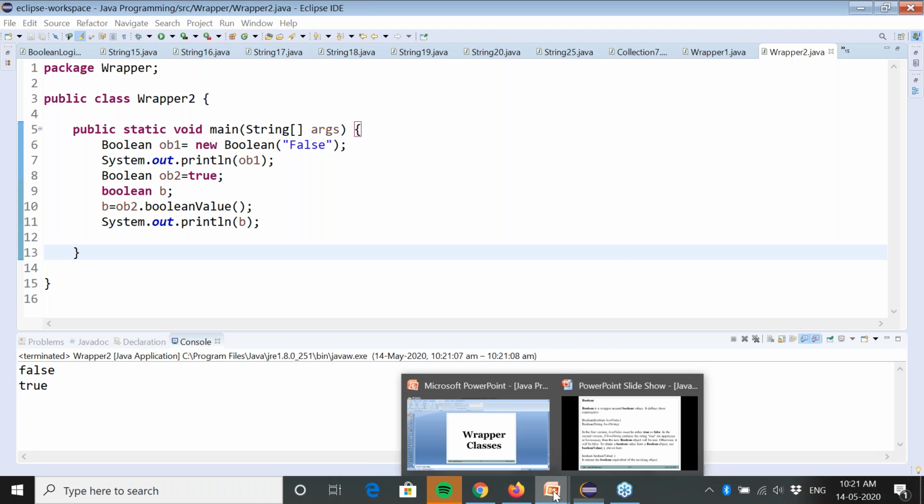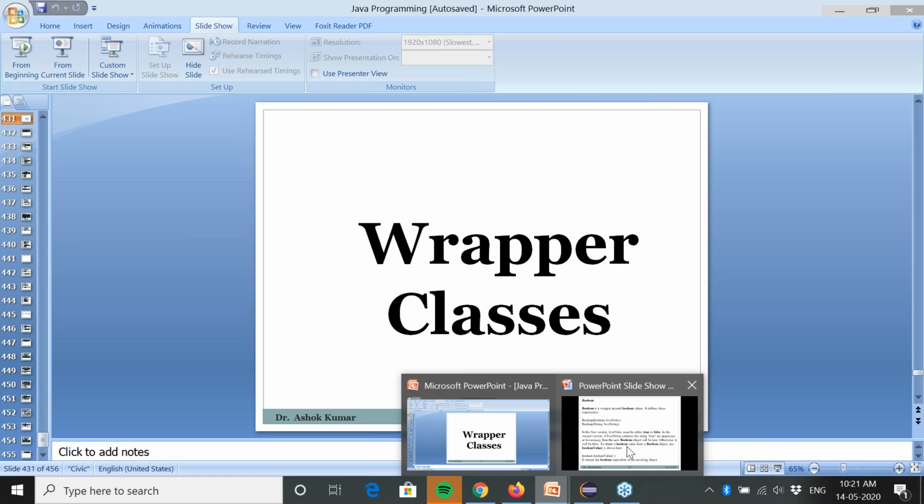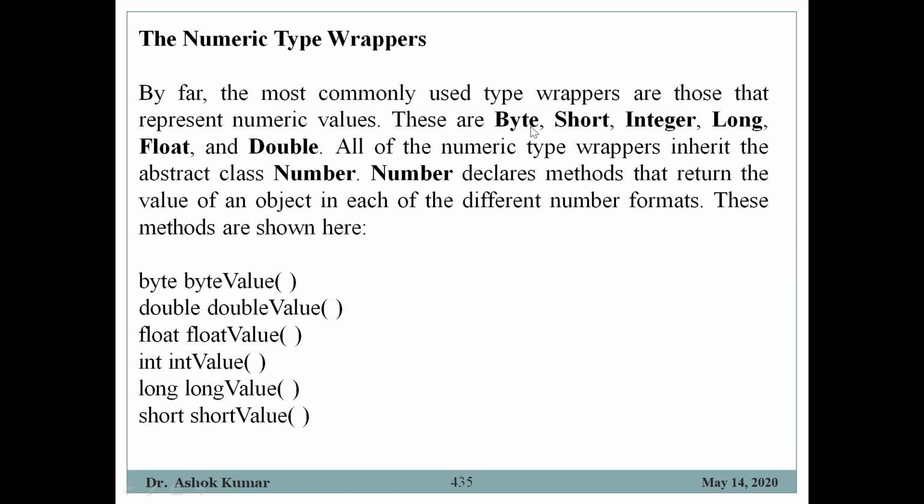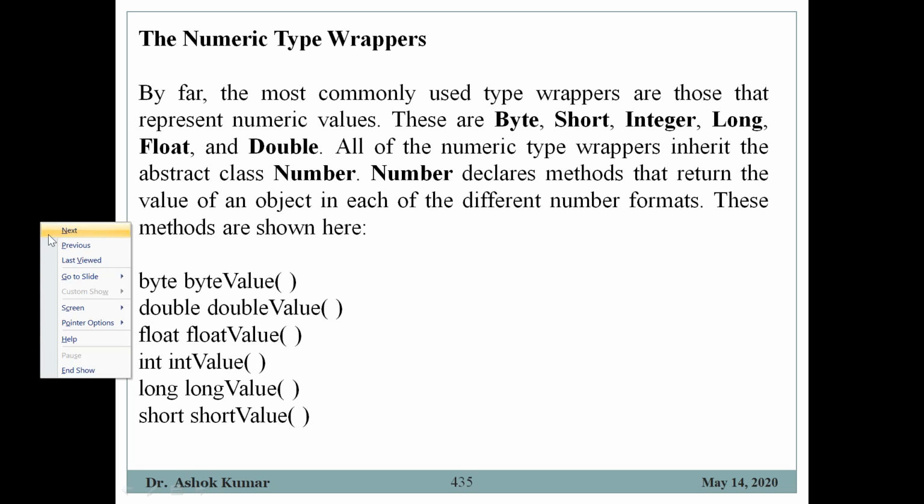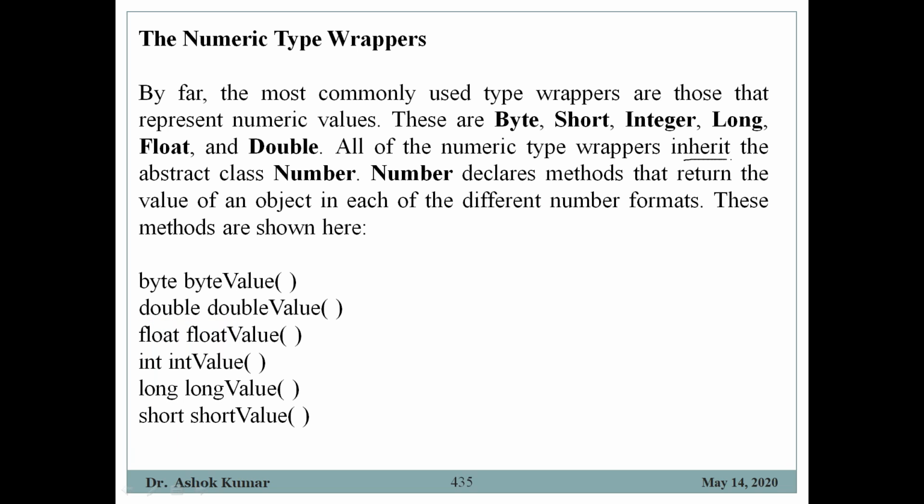Corresponding to the numeric data types, we have the wrapper classes Short, Byte, Integer, Long, Float, and Double. Please note that these number wrapper classes inherit the abstract class Number, and the abstract class Number has some methods. These are the methods that are defined in the Number class.